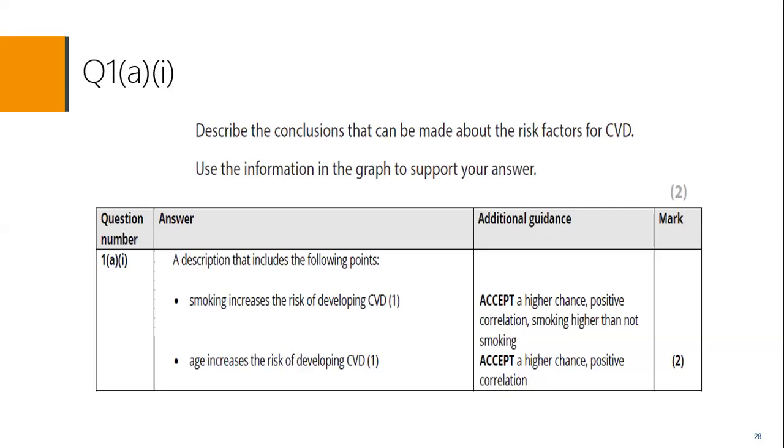Note that increases appears in the mark scheme for both marking points. They need to refer to smoking and age increasing the risk, not just that it causes it or gives the risk, but you have to have the increase. Right, when you've had a look at them, put me some marks into the chat box and then we will talk about it.